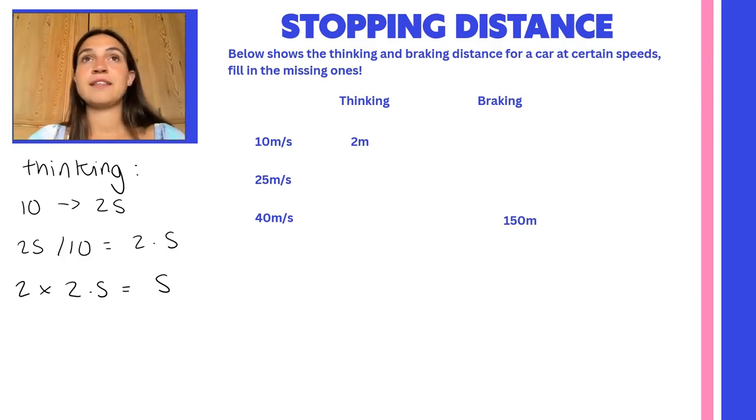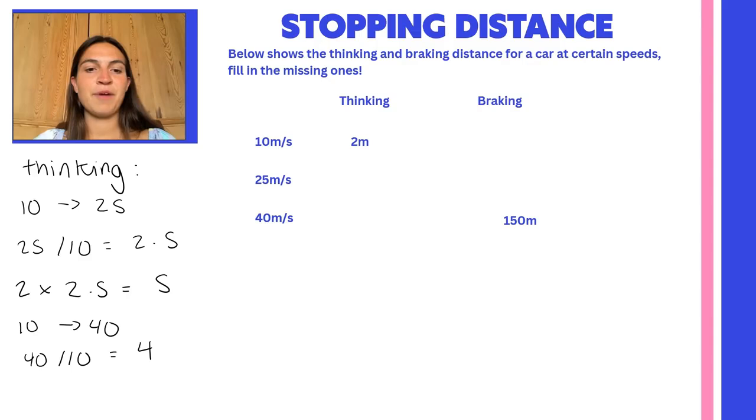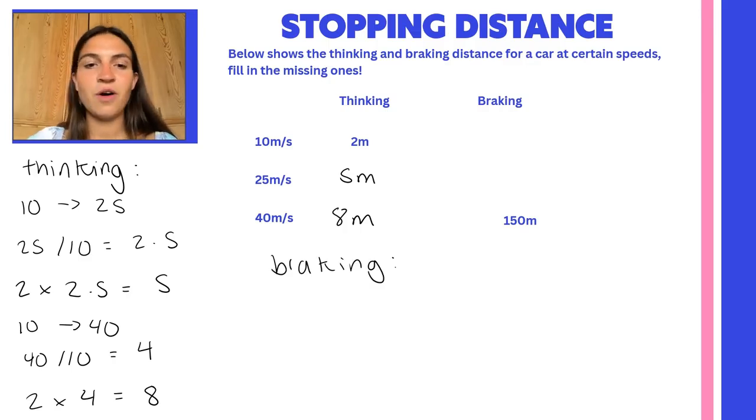Okay, and the reason for that is that your reaction time remains the same. So the only thing that affects your thinking distance is the speed that you're going, and it's directly proportional to that speed. Okay, let's do it for 10 to 40 meters per second. So this time my factor is 40 divided by 10, and that is a factor of 4. So I'll multiply my original thinking distance 2 by 4, and that gives me 8 meters for my thinking distance there. Okay, let's go on and have a look at my braking distance now.